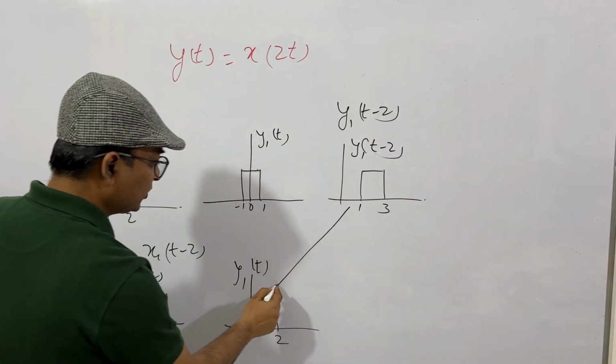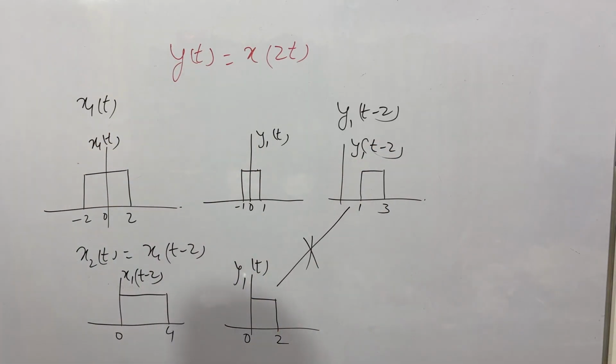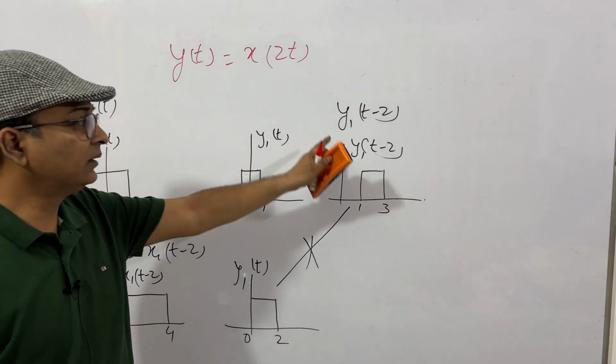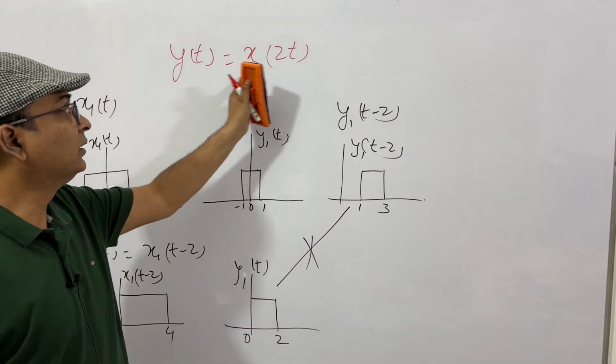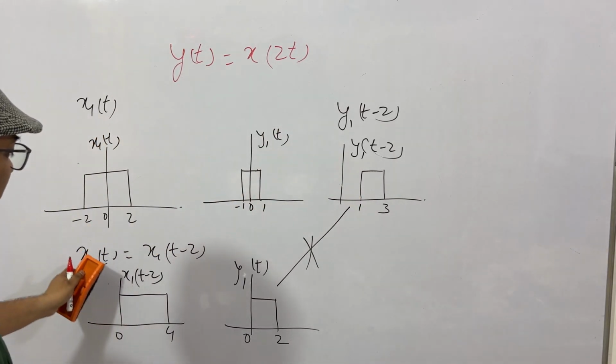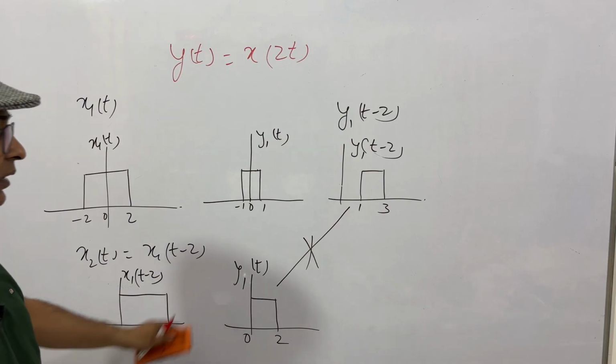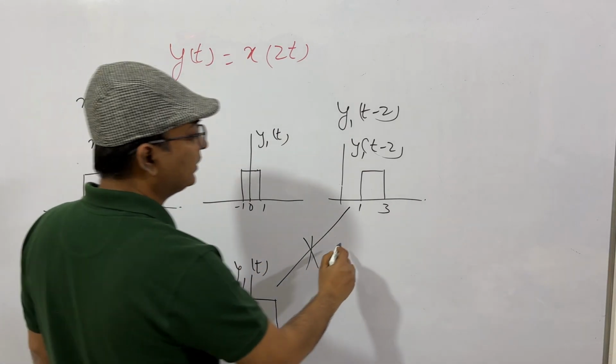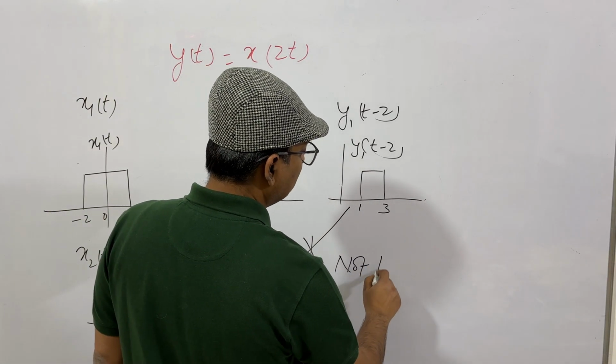See, this picture and this picture, these two are not equal. This is direct from the system expression, and this is when we have altered the input. These two are not equal. Therefore, the system is not time invariant.